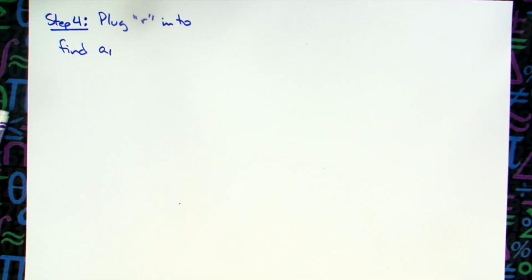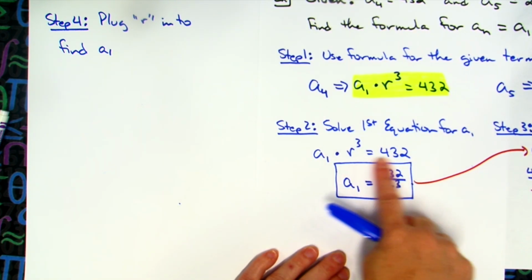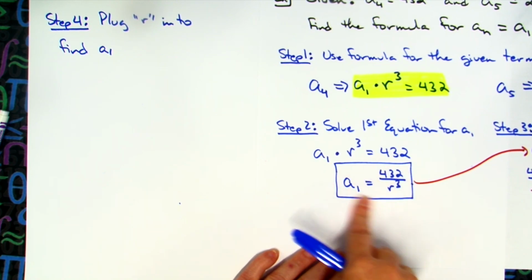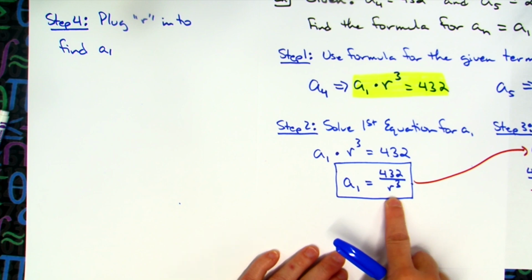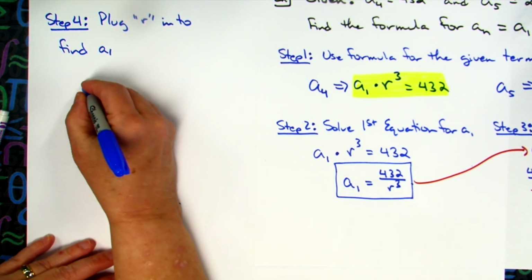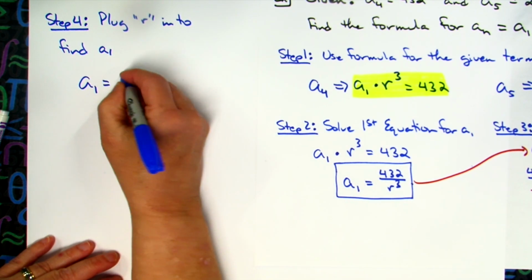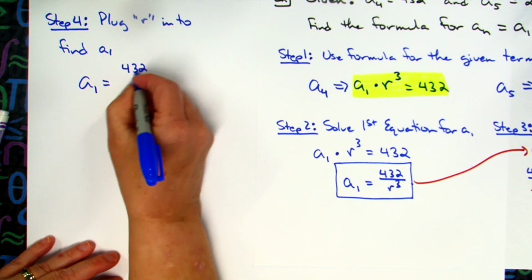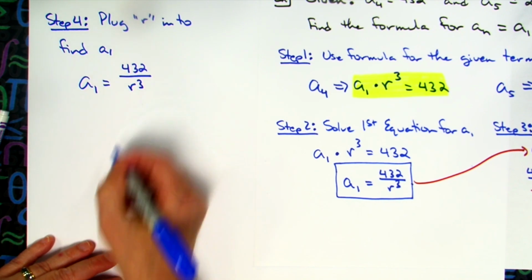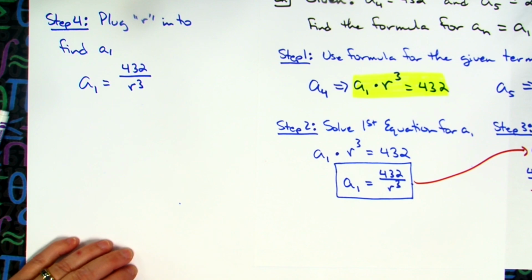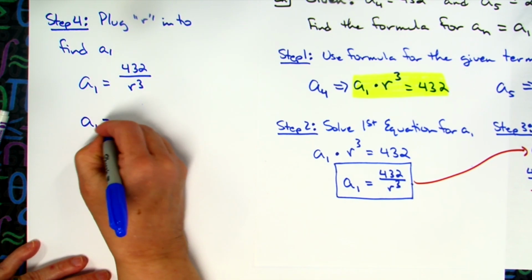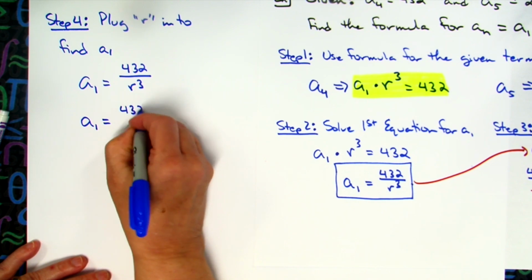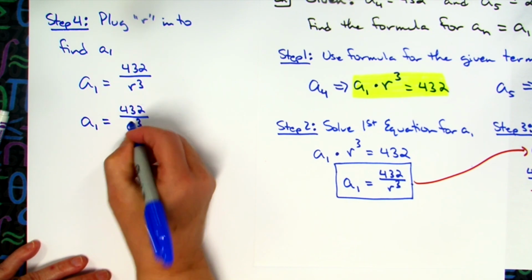All right, so I'm going to go back. Let's pull this back up here. I have something right here. I can find a sub 1 if I know what r is. Well, I just found r, so I'm going to use that right there. So I'm going to use a sub 1 is equal to that 432 over r to the third. I know r is 6, so I'm going to plug 6 back in. So a sub 1 is equal to 432 over 6 to the third power.